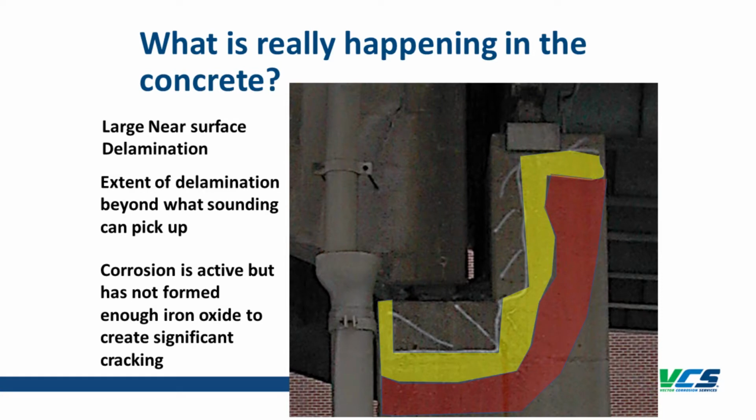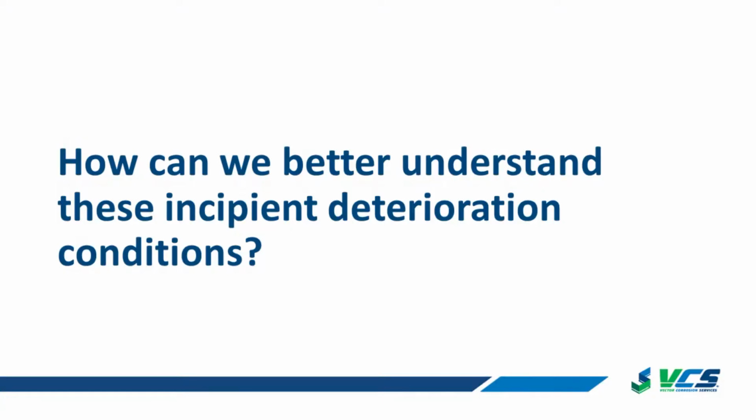And beyond what is delaminated, even what we can't find with hammer sounding, there's probably some corrosion that hasn't debonded the concrete yet. We haven't formed enough iron oxide to create enough cracking yet, but there's potentially active corrosion around there. So there's a lot of other activity happening around this delamination we found with hammer sounding. If we just say, repair that hammer sounded area, are we really addressing the total problem? When we start doing the work, is it going to grow significantly and are we going to have to pay a lot more money than we expected? How can we better understand these incipient deterioration conditions, as I call them, around the hammer sounded area?